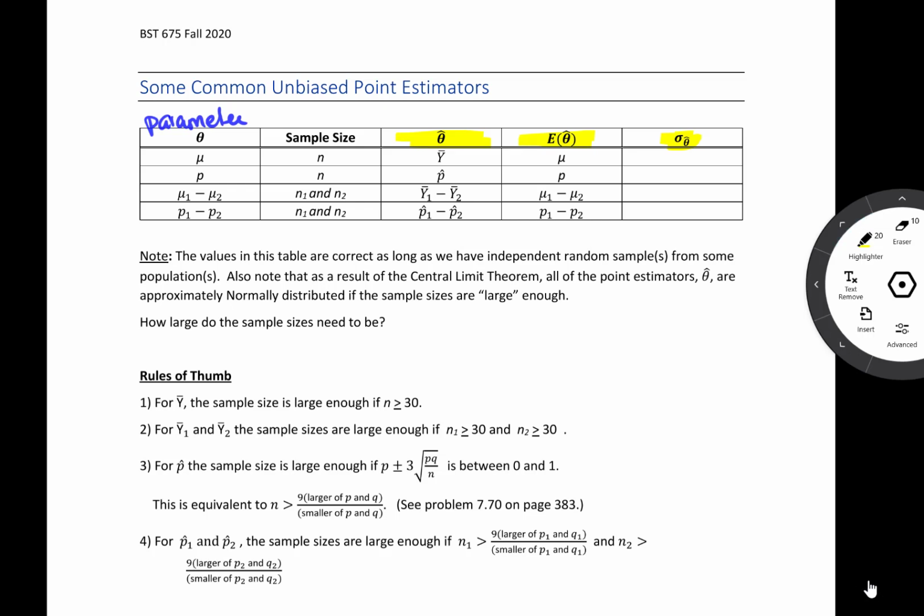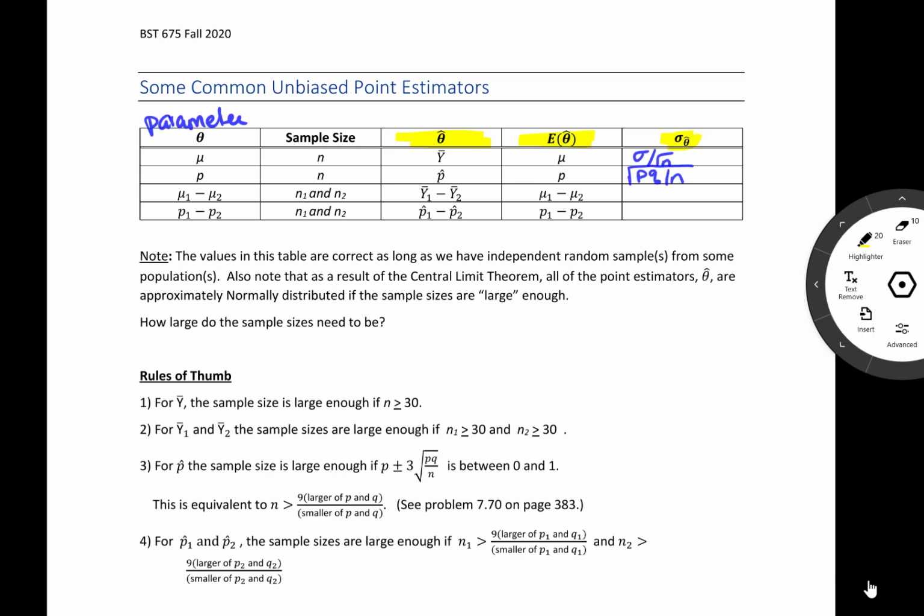When we work with y bar, we know that the standard deviation is equal to sigma divided by the square root of n. So we've seen that before. When we want to estimate the population parameter p, we know that we can use p hat, and so you've probably seen this formula before. We have p times q divided by n and the square root of all of that.